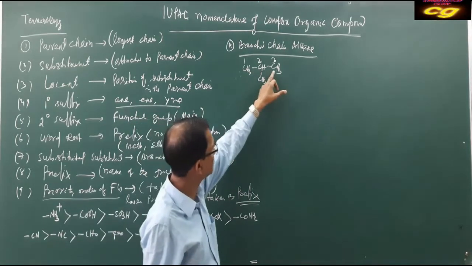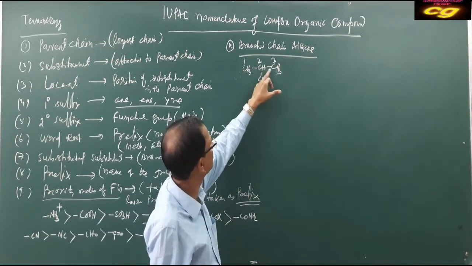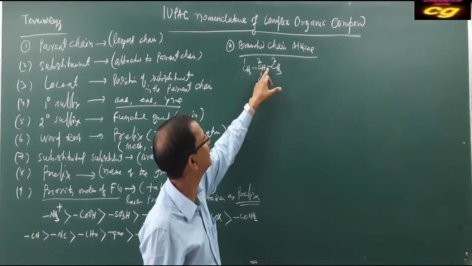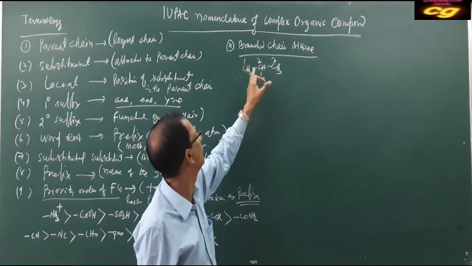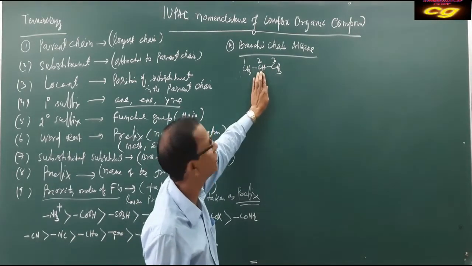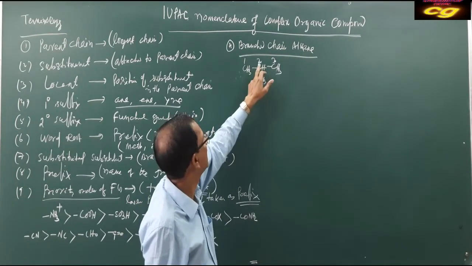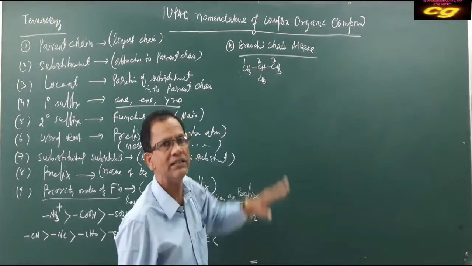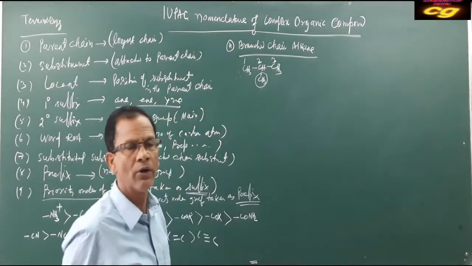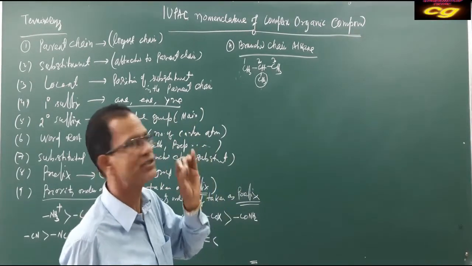So this is the parent chain, and the parent chain contains 3 carbons, and as it is an alkane having single bonds, it is propane. 1, 2, 3, propane. Clear? If it were not there, then it would be propane. But at position 2 a methyl is attached. So this is the substituent, the group attached to the parent chain.